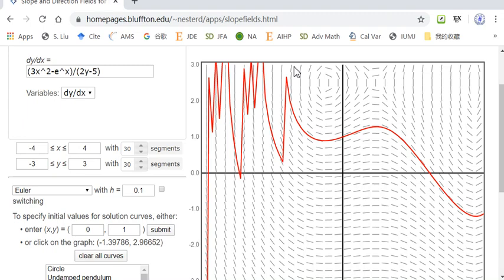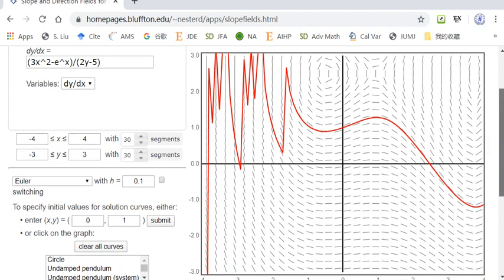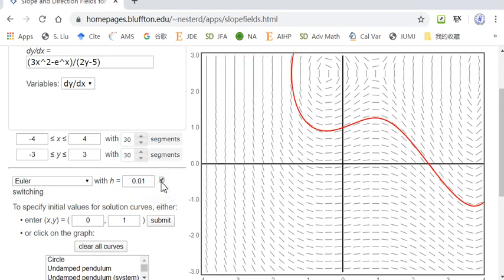But the left half of this curve seems crazy. This is because the step size h here is too large. 0.1 is too large. We decrease it to get a better result, so maybe 0.01. Now the curve becomes smooth and looks more reasonable. But this is only half of the curve. We don't know what happened on the upper half of the curve.